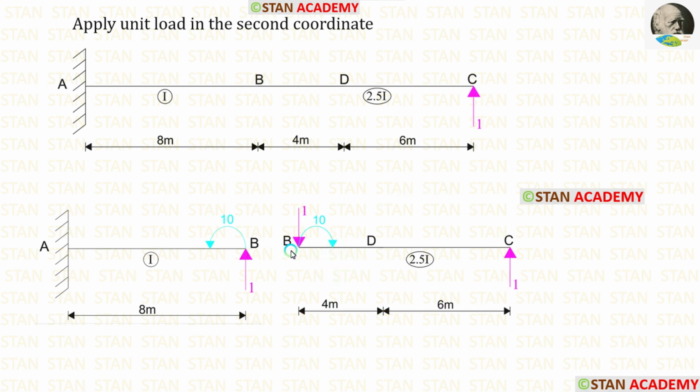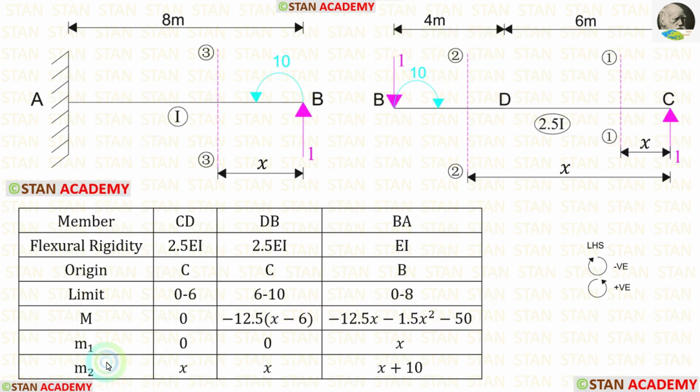On the right side at the point B, unit load is acting downwards. So on the left side, it should be acting upwards. On the right side, the moment is acting in the clockwise direction. So on the left side, it should be acting in the anti-clockwise direction.